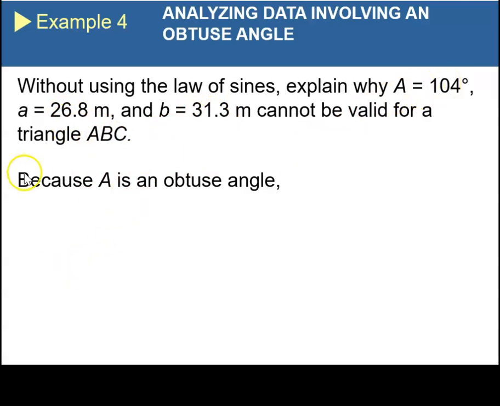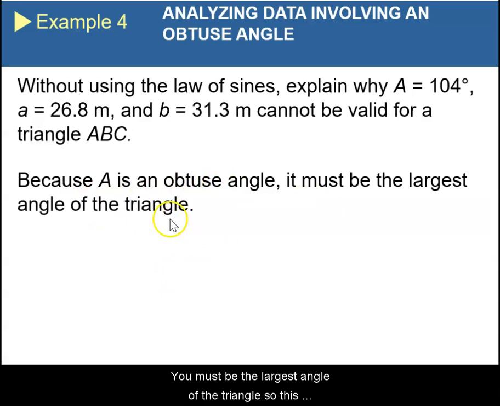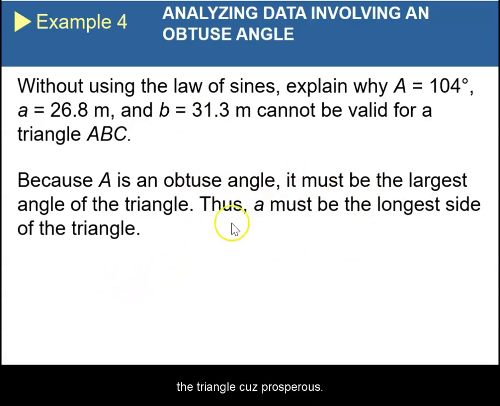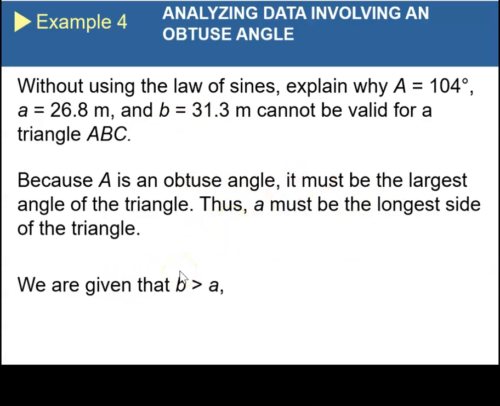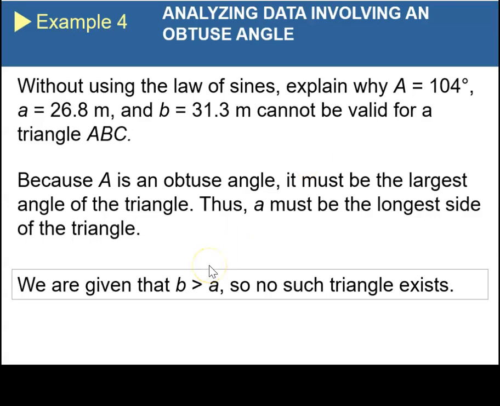Okay, so we'll write that out so it's written out, right? So because A is an obtuse angle, it must be the largest angle of the triangle. So the side that is across it must be the largest side, which is not true here, right? Thus A must be the longest side of the triangle because it's across from the largest angle, right? But we're given that a different side is longer. So there's no such triangle that exists, right? You can't have more than one obtuse angle in a triangle. It's never going to work out that way, right?